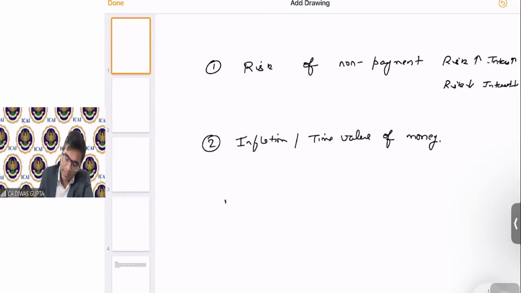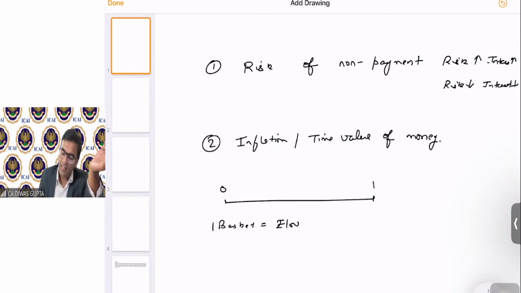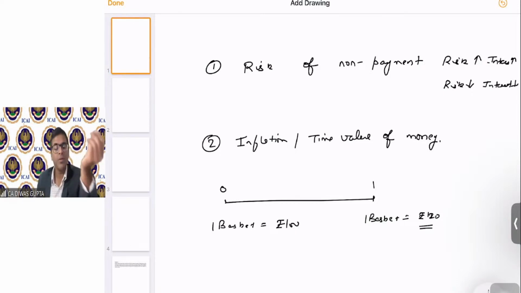So, let's say today, one basket of goods. And while I say one basket of goods, these are standard goods, right? Let's take some standard goods. So one basket of goods is equal to, let's say, rupees 100. This is as on today. And after 1 year, the same basket will be, let's say, 120. So hence, there is a 20% increase in the value of the similar goods. So that means inflation is 20%.